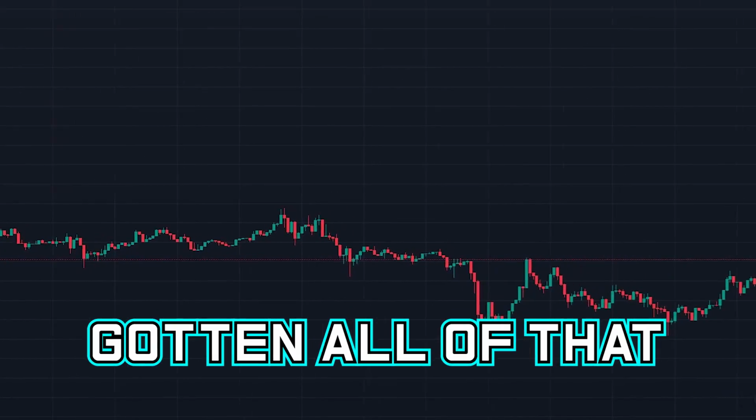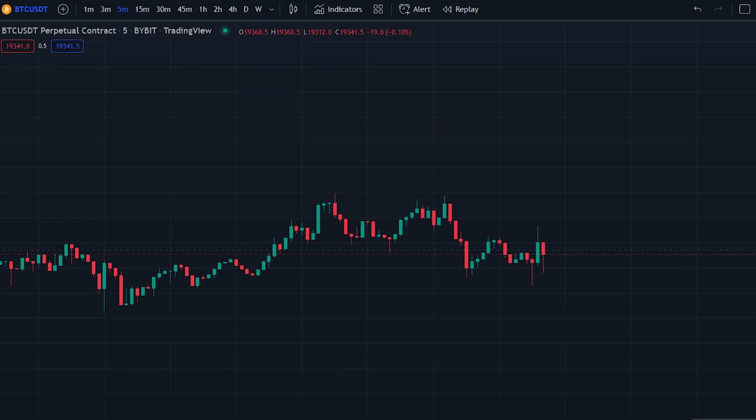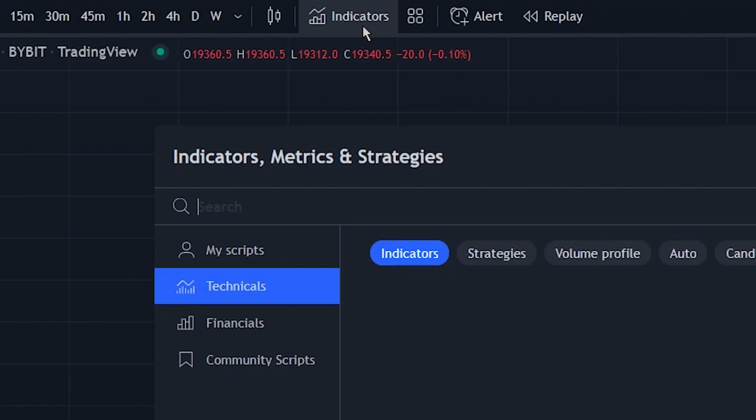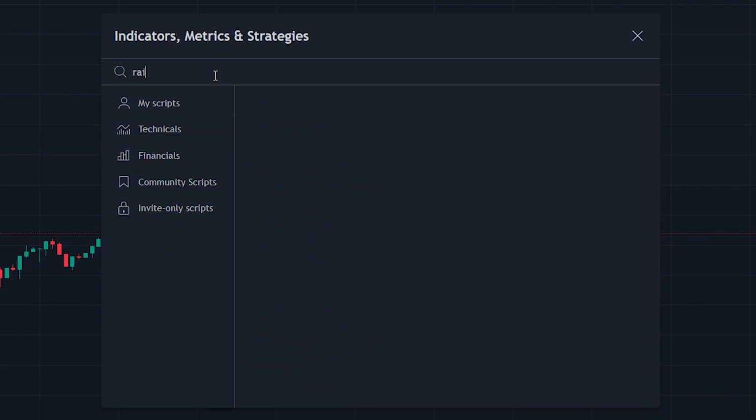Now that we have gotten all of that out of the way, let's start. First, let's change the timeframe of the chart to the 5-minute timeframe. After that, head over to the Indicator Search tab and search for the Rainbow Adaptive RSI indicator. Select the indicator made by LuxAlgo and add it to the chart.